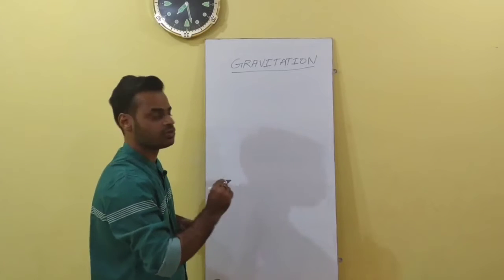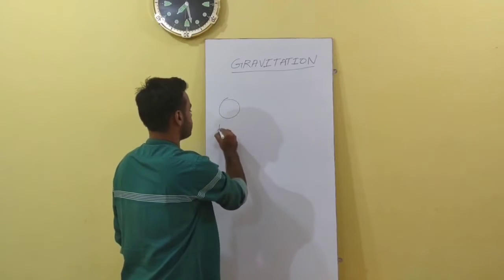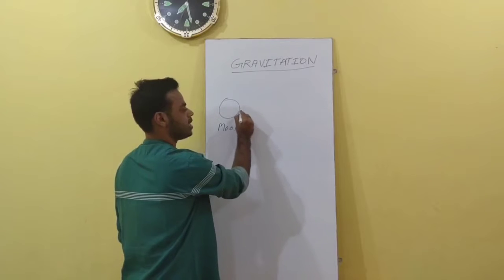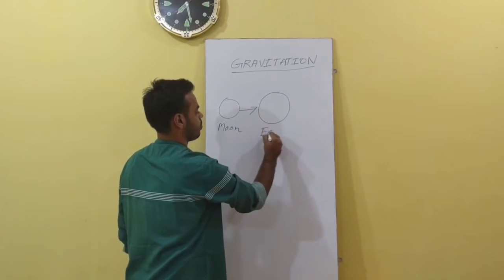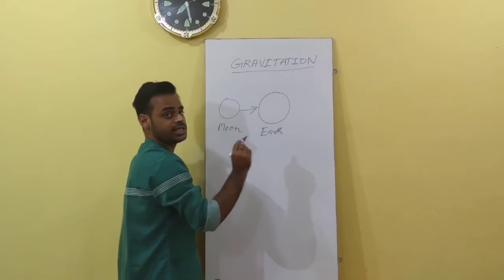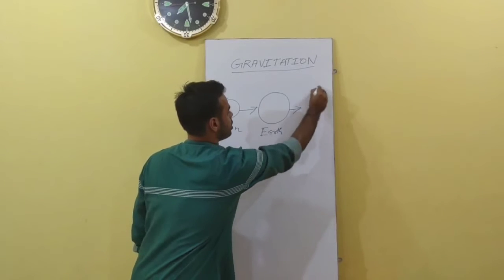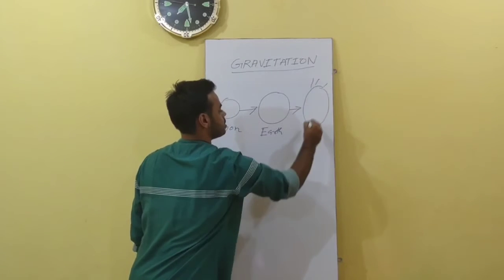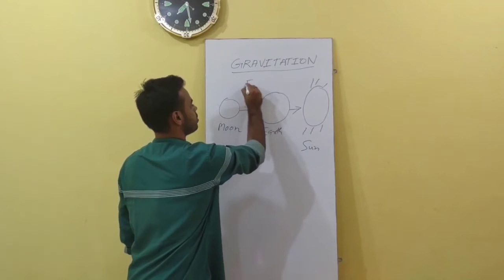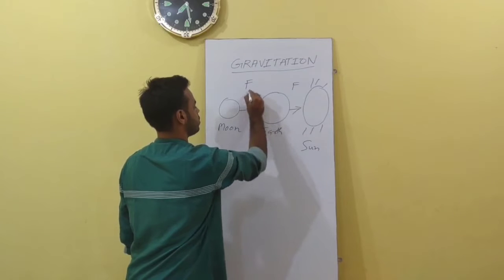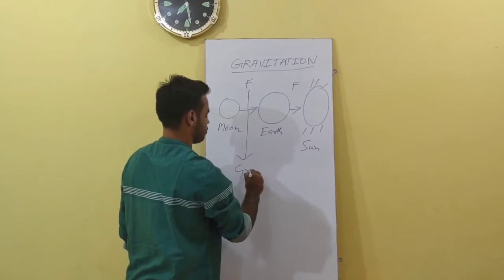And it is because of this force only that the moon, which is a celestial body as all of you know, is getting pulled towards earth, and the earth in turn gets pulled towards the bigger celestial body, that is our sun. So which force is acting here? It is gravity.